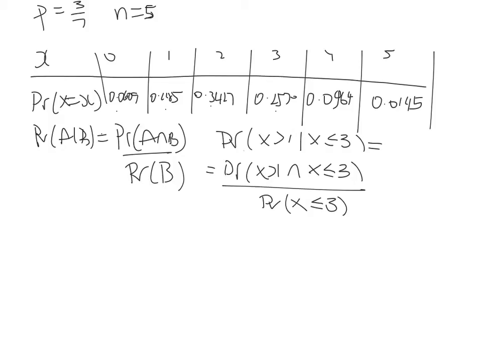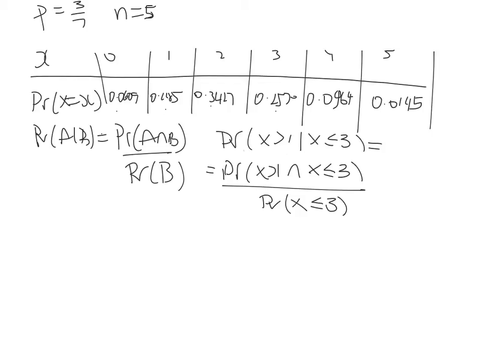So basically, we've got to look at an interpretation here. We're saying x is greater than 1, given that x is less than or equal to 3. So x has got to be greater than 1, so it's got to be 2, 3, 4, or 5. And also, it's got to be less than or equal to 3. So it's got to be 3 or 2. It's got to be one of those two values. Then we're dividing that by the probability that it is less than or equal to 3, which we found earlier.